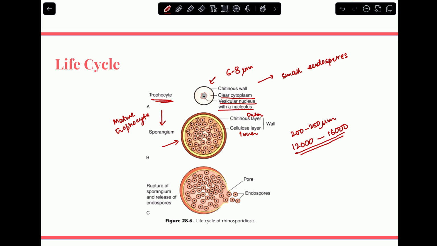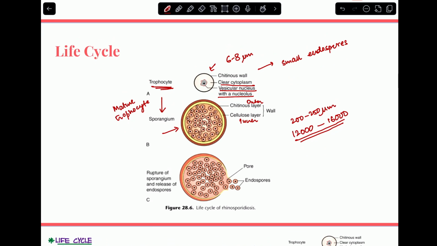Now, once the sporangium is filled with thousands of endospores, it starts developing a germinal pore, and it gets ready to burst out and liberate all these endospores into the environment. So that leads us to the next stage, which is known as the production of endospores. Now that the sporangium is filled with a lot of endospores, it develops a very high internal pressure. It gets ready to burst through its germinal pore, and then it ruptures from its germinal pore and releases all the endospores into the surrounding tissue.